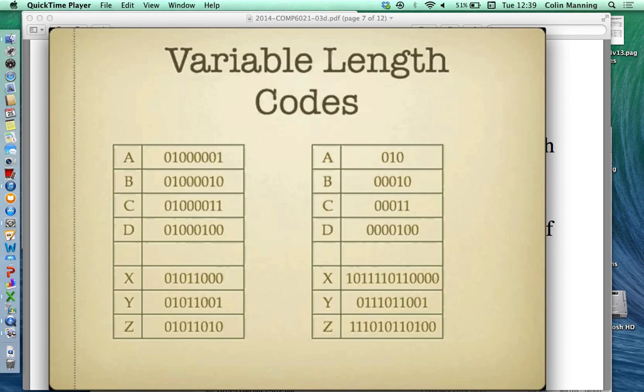But if every time you use the letter A, you save something, and every time you use the letter Q, you lose something, you gain overall because you use the A's much more often. And so the idea here is that frequently occurring characters get very short codes, and infrequently occurring characters get really long ones. So instead of everything being 8 bits, some might be long, some might be short.